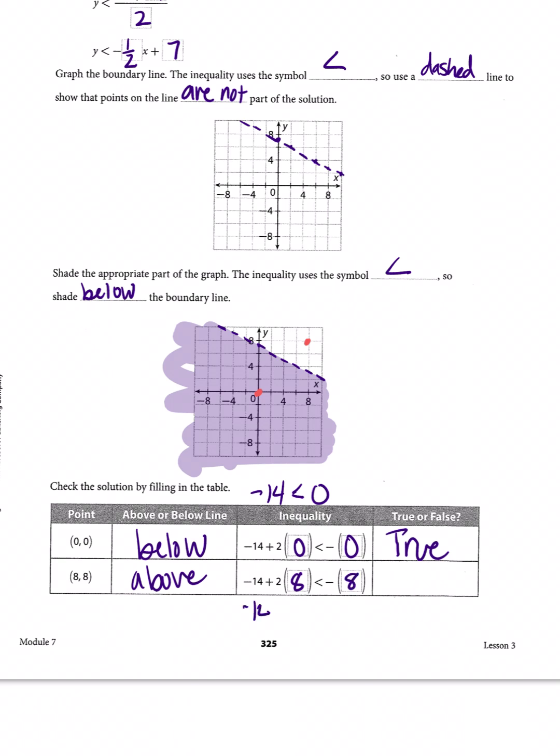So negative 14 plus 16, is that less than negative 8? Well, that would come out to 2. Is 2 less than negative 8? No, that is false, which is why it is not in the shaded section.